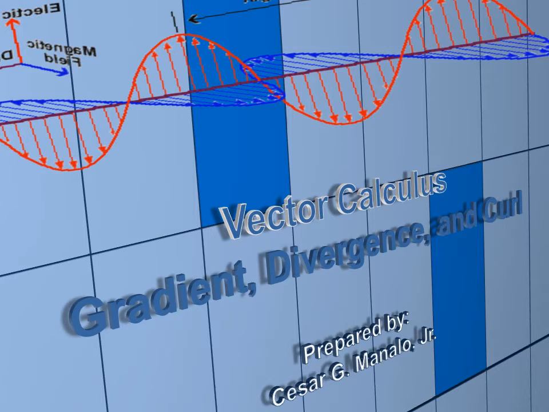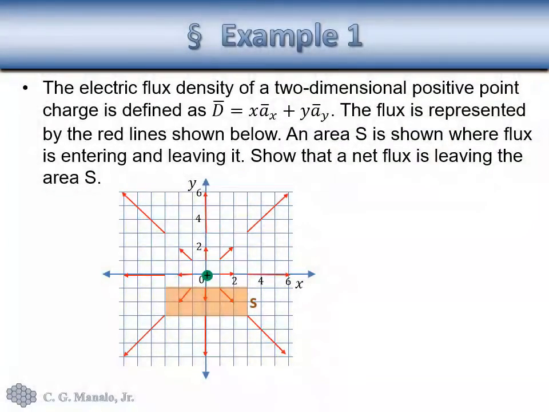In this module, we're going to discuss the divergence of vector fields. Before we proceed with the discussion on divergence, let's have a short example. Here we have an electric flux density that is due to a positive point charge. The positive point charge is located on the origin, and it is defined by this equation.